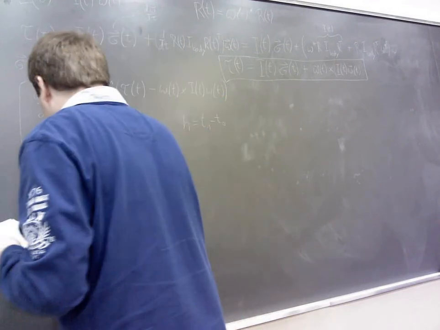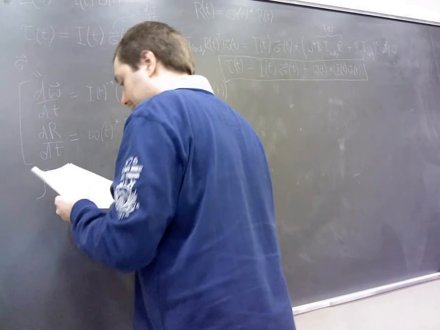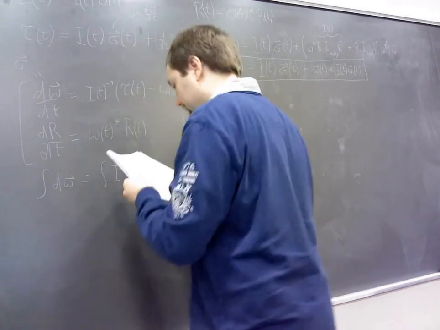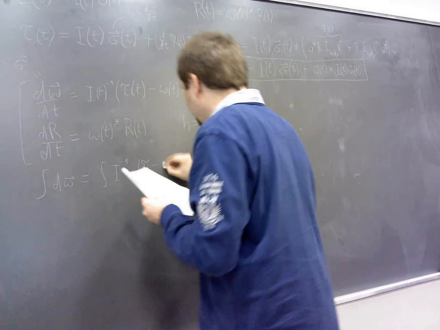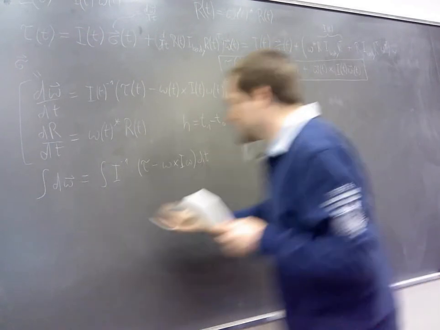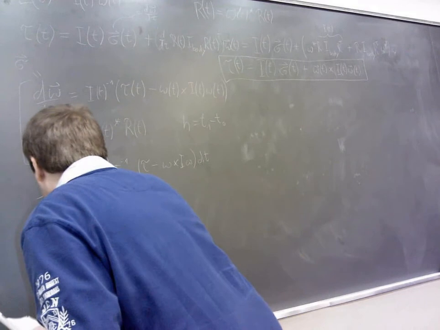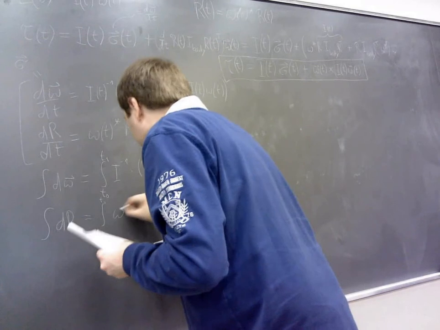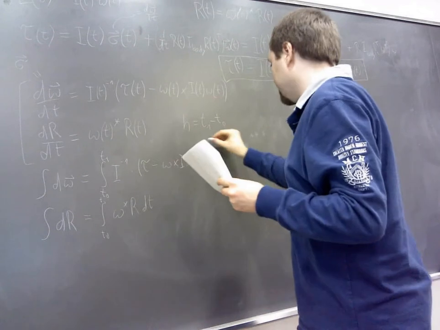Which leads to the integral over the omega dot equals the integral over I inverse times tau minus omega times I omega dt. Okay, I'm lazy, I'm omitting the time dependencies again. I hope you don't mind. And the integral of R dot then.